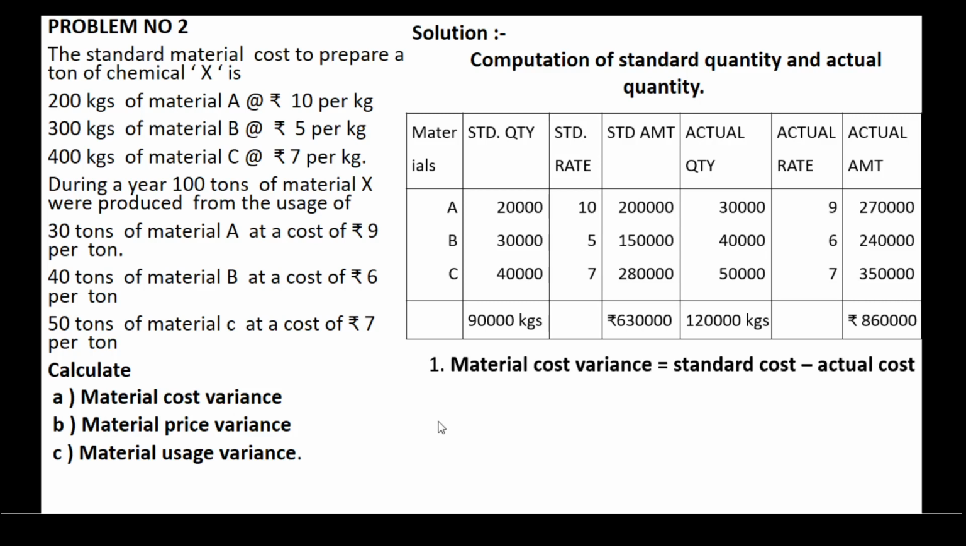For the calculation of this material cost variance, we are using the formula standard cost minus actual cost. Here we have already found the standard cost and actual cost of the three materials A, B and C. So now the total standard cost is rupees 6,30,000 and the total actual cost is rupees 8,60,000.